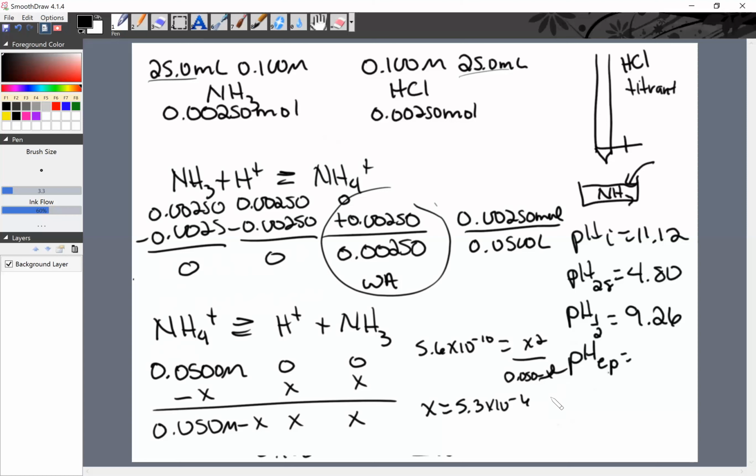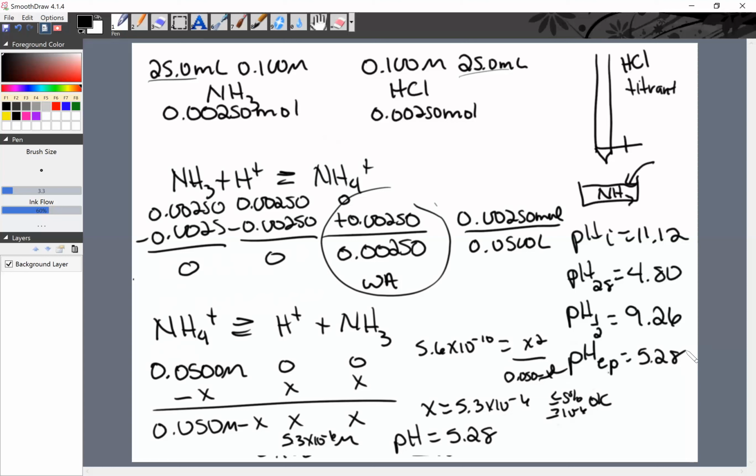Okay, gonna double check. Yes, it's less than 5%, so those are okay. And so X in this case is the proton. So take the negative log of it: 5.28. Did we expect the pH at the end point to be acidic? Well, yes, because the only thing left now is weak acid.